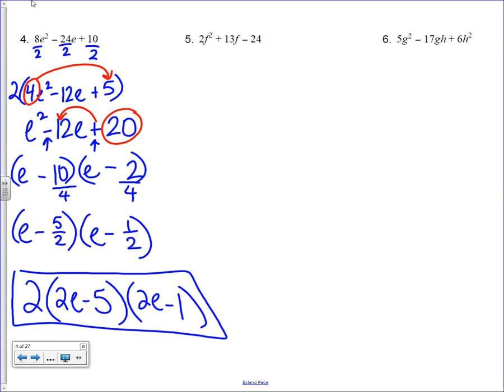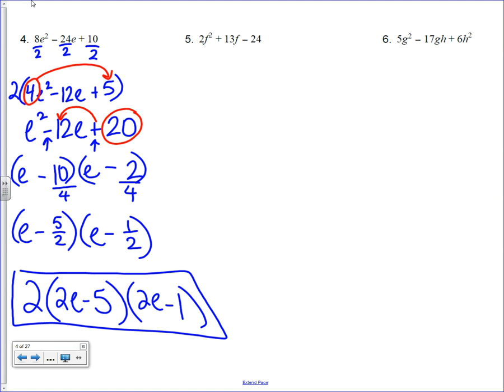Okay, let's do number 5. How did I do giving you enough room? Did I give you enough space? You all right? Is there a GCF in number 5? Yeah, there. Oh, no, there's not. I can't divide all of them by the same number.